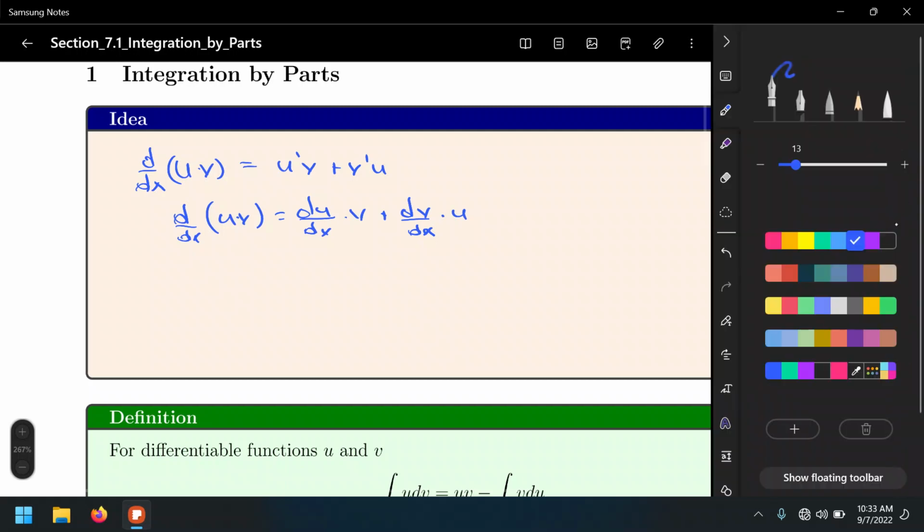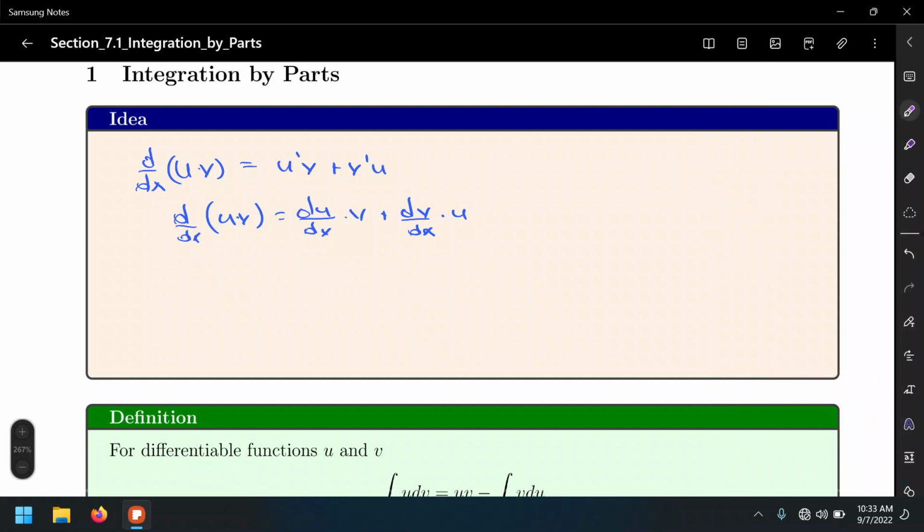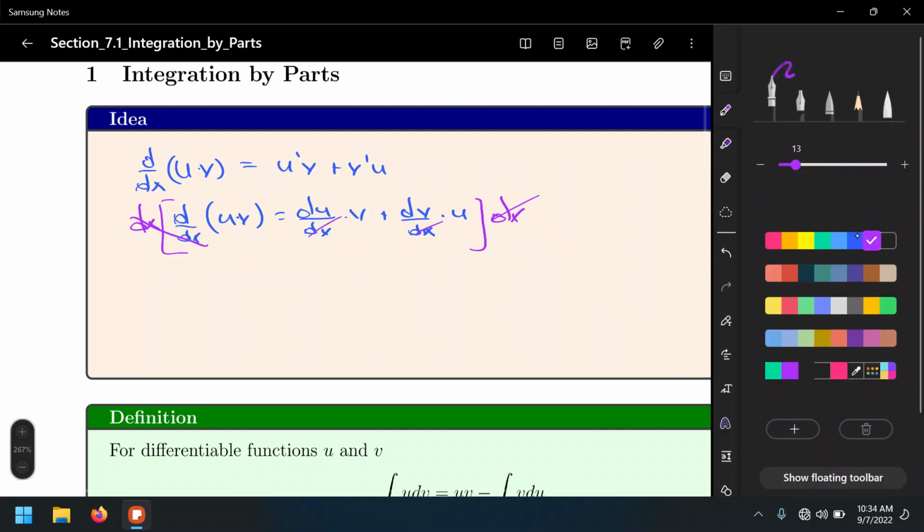And well, we're going to find the differential. To find the differential, we multiply both sides by dx and see what's going to happen. It's going to cancel here, and this will cancel these two as well, leaving us with the following. That's going to leave us with d(uv) equals v du plus u dv.